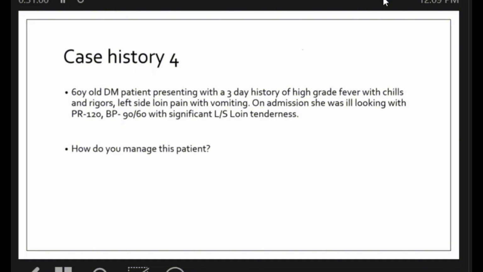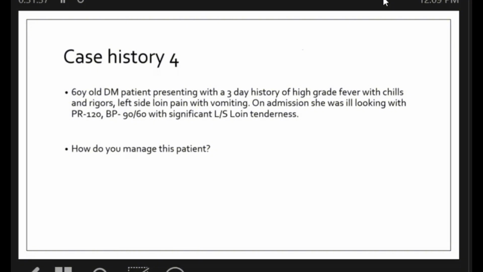Then this is a 60-year-old patient with a 3-day history of high-grade fever with chills and rigors, and left-sided loin pain without dysuria. On admission, she was very ill-looking and very tachycardic, blood pressure 90/60, with significant left-sided tenderness. The suggestion is a complicated pyelonephritis with all the features of sepsis. If you see the NEWS too, the score is more than 5. So this patient has left pyelonephritis with early sepsis.